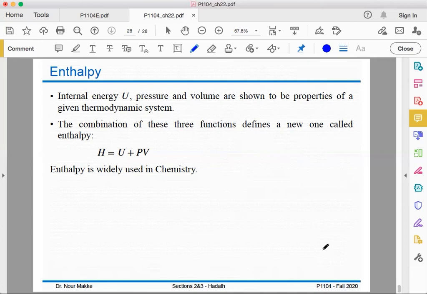Now, the combination of these three functions defines a new variable, which is called the enthalpy, which is defined as H is equal to U plus P times V. And the enthalpy is widely used in chemistry. We're not going to use it extensively in physics, but still it's worth to mention the definition of the enthalpy. So this is it for this chapter.